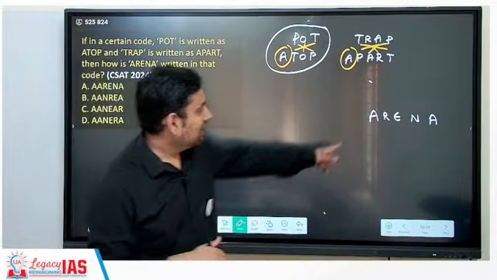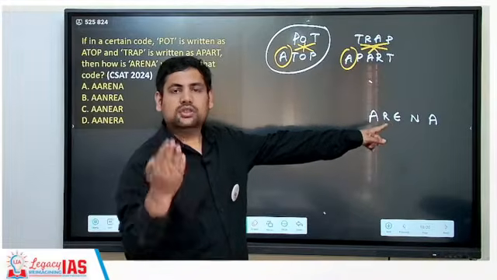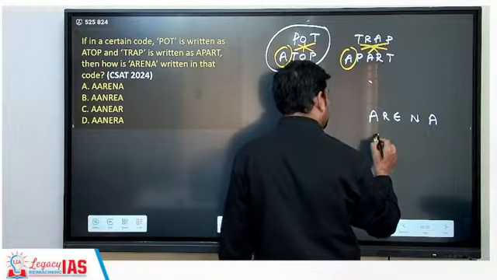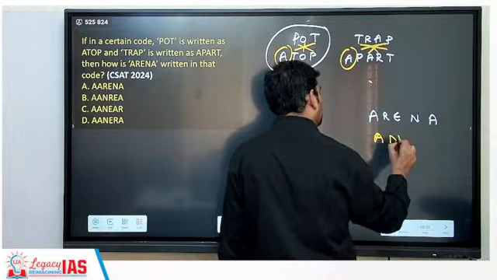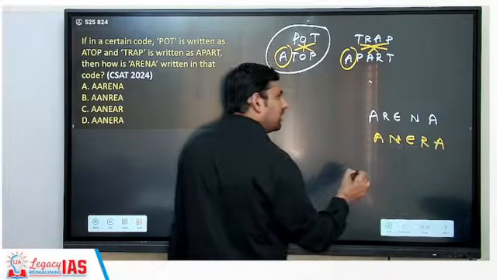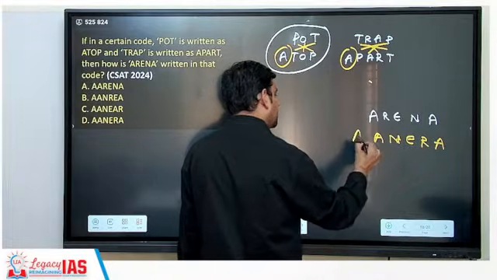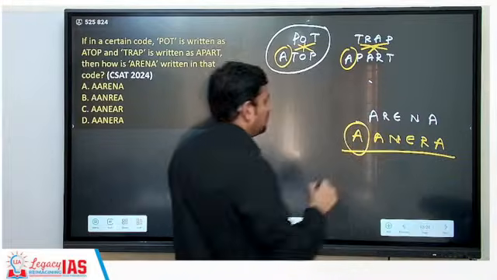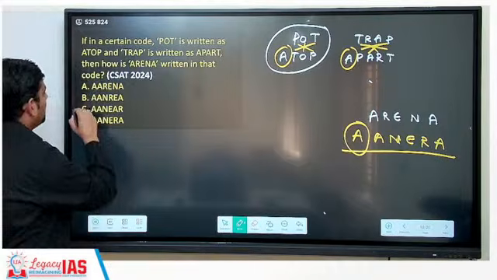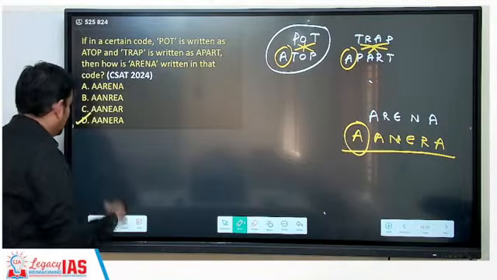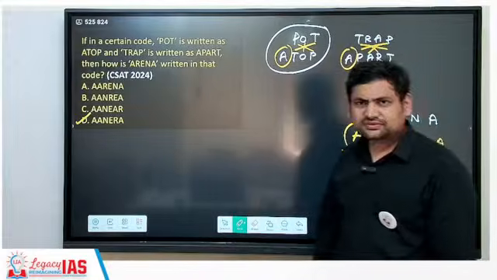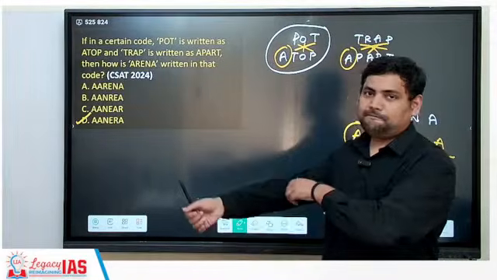What will happen here? Again, you will have to reverse the order here and add an A. So let's reverse the order. It becomes A, N, E, R, A. But it's not done still. You have to add an A also. So it becomes Aanera. Where is it? It is option D. Understood? Simple? Okay.